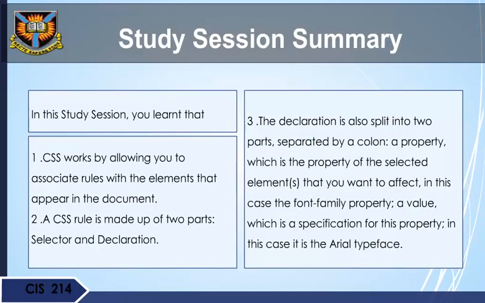Study section summary. In this study session, you learned that 1. CSS works by allowing you to associate rules with the elements that appear in the document. 2. A CSS rule is made up of two parts, selector and declaration. 3. The declaration is also split into two parts separated by a colon. A property, which is the property of the selected element that you want to affect, in this case the font-family property. A value, which is a specification for this property, in this case it is the Arial typeface.